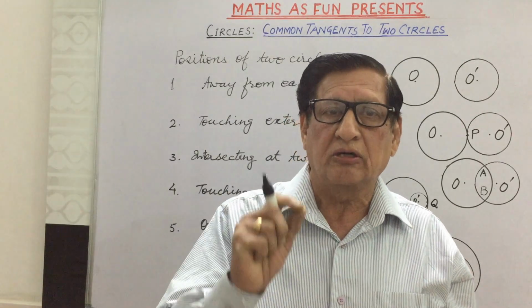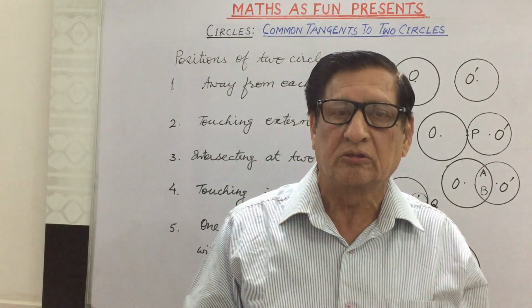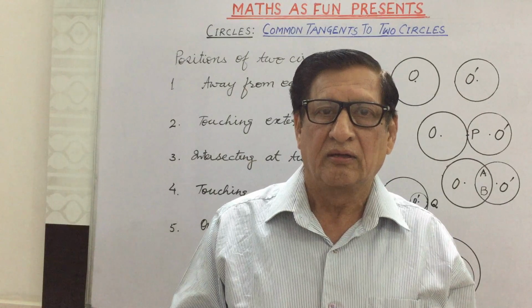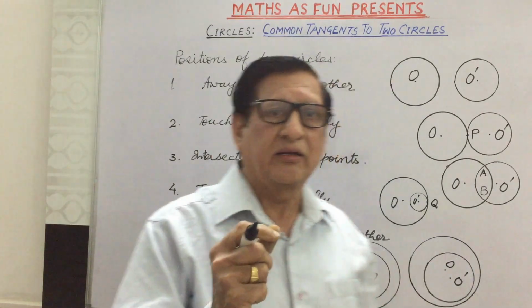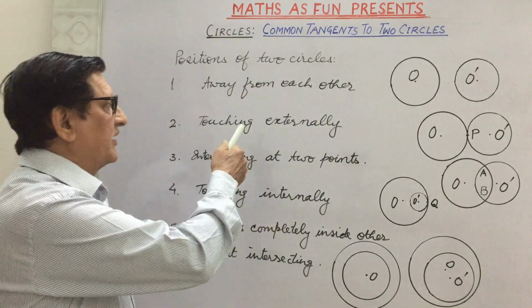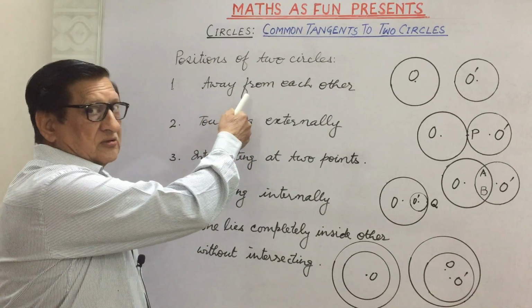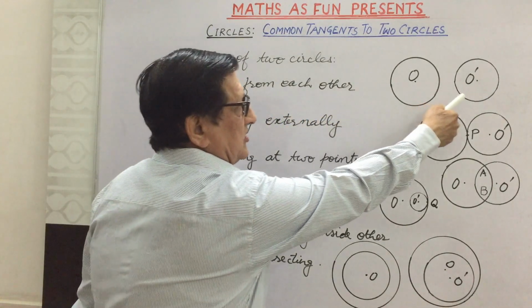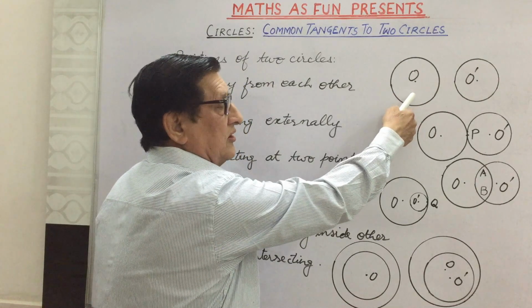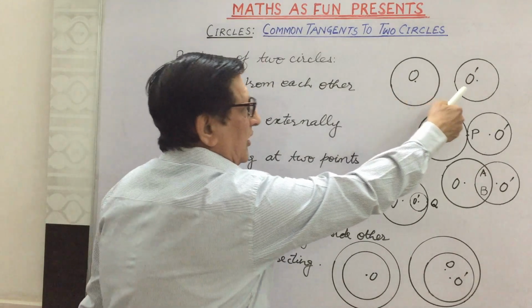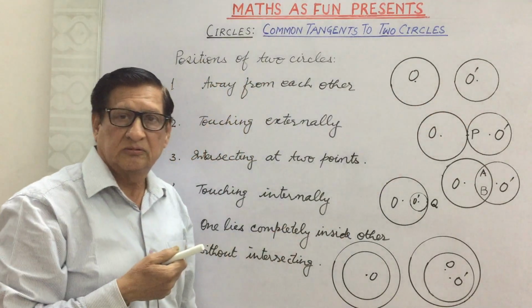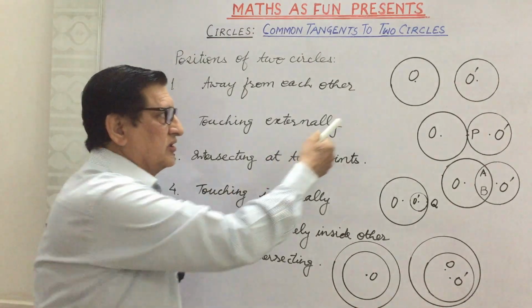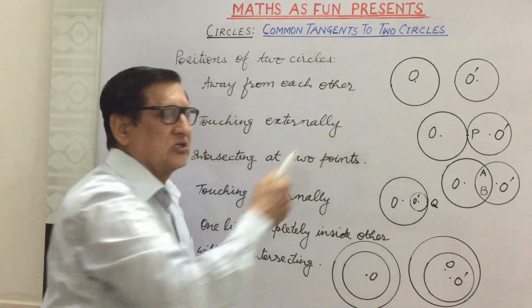First of all, we will learn about the different positions of two circles, what they can be. Let's learn about that. See here, first of all, we find when two circles are away from each other, like we are finding here two circles, one with center O, another with center O dash. They are not touching each other, they are not intersecting each other.